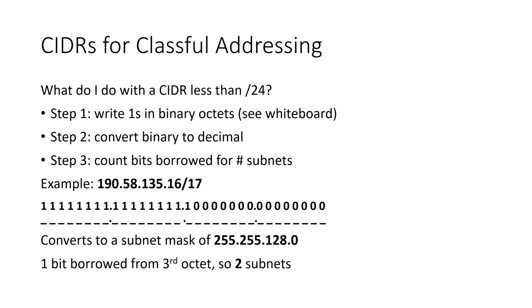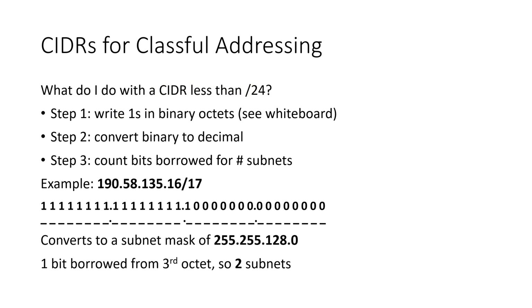Hey, we're back to classful addressing. I decided to split these videos up because they were kind of running long. So we're talking now specifically about CIDRs for classful addressing. What do I do when I run across a problem with a CIDR less than /24?